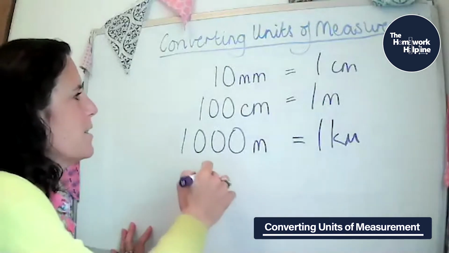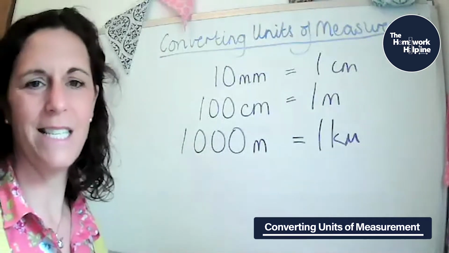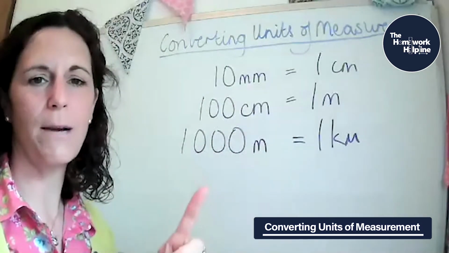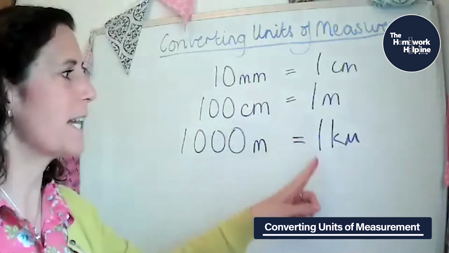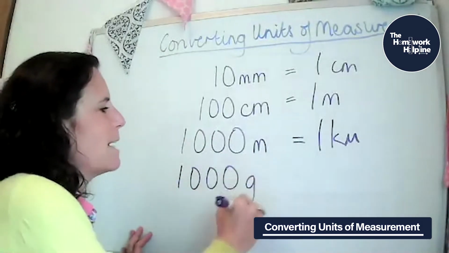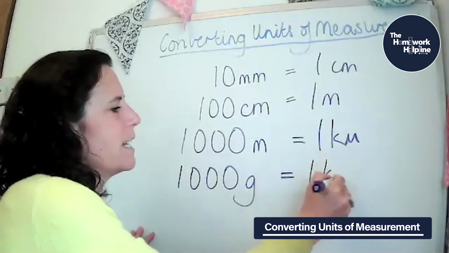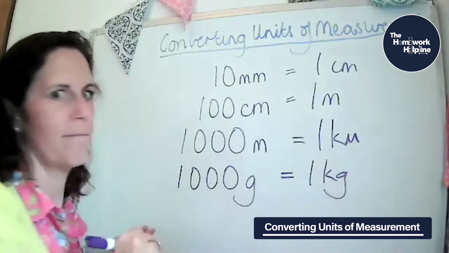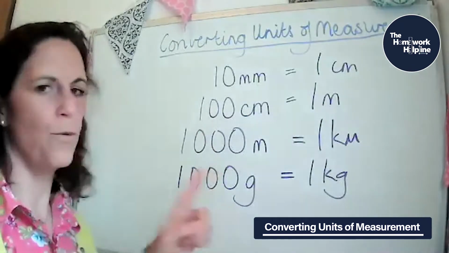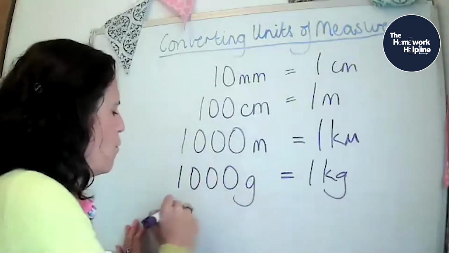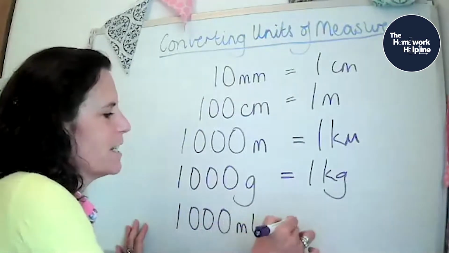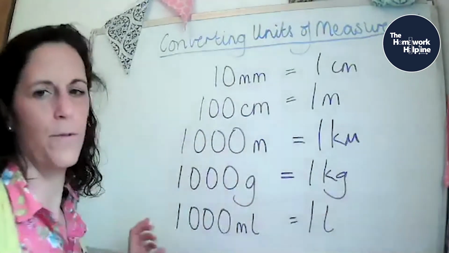So with weight, we have grams and kilograms. It's a bit easier than measurement. And like kilometres, there are 1,000 grams in 1 kilogram. And for capacity, there are 1,000 millilitres in 1 litre.